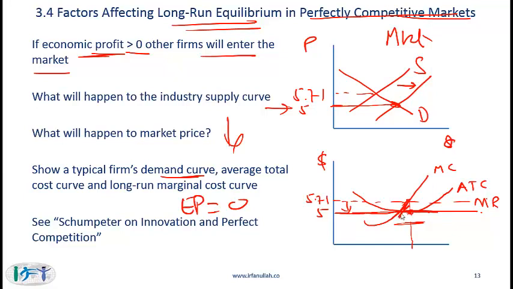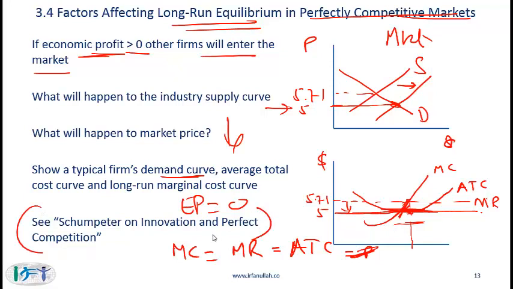So notice that in the long run, marginal cost is equal to marginal revenue is equal to average total cost, and this is also the price. So in the long run, this is our equilibrium point. If for some reason the price goes above this, then new firms will enter. If the price is below, then firms will exit. If you have time, I encourage you to read this little excerpt in the curriculum.